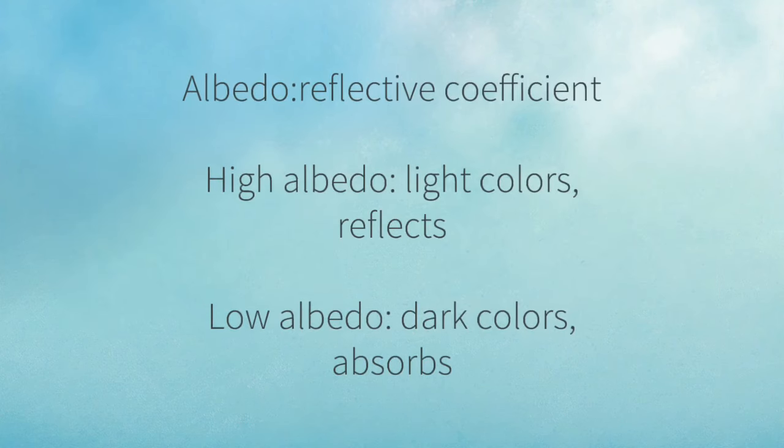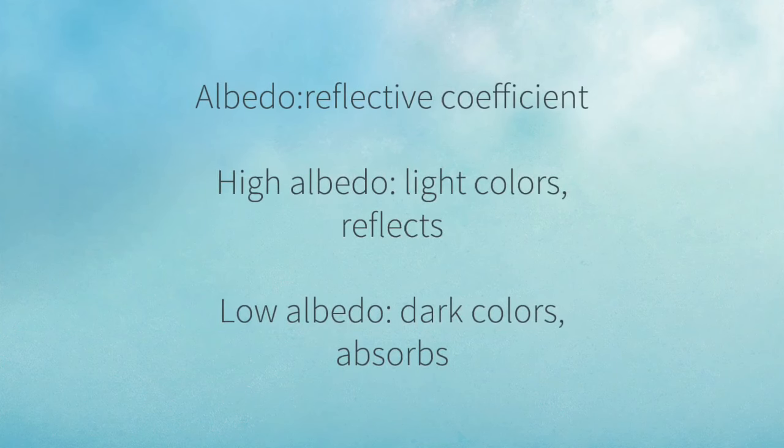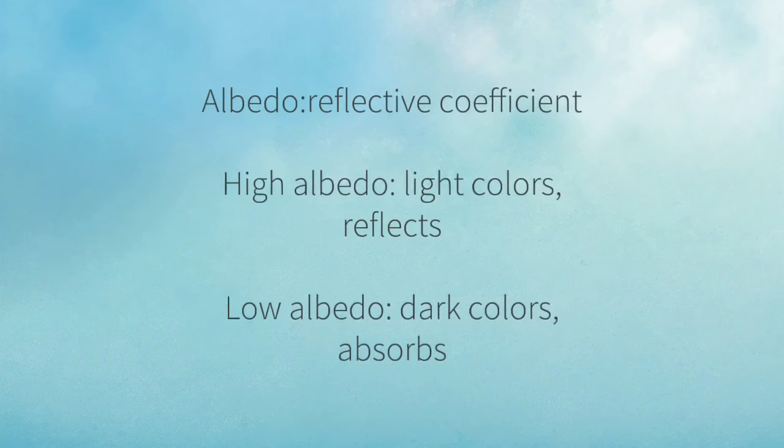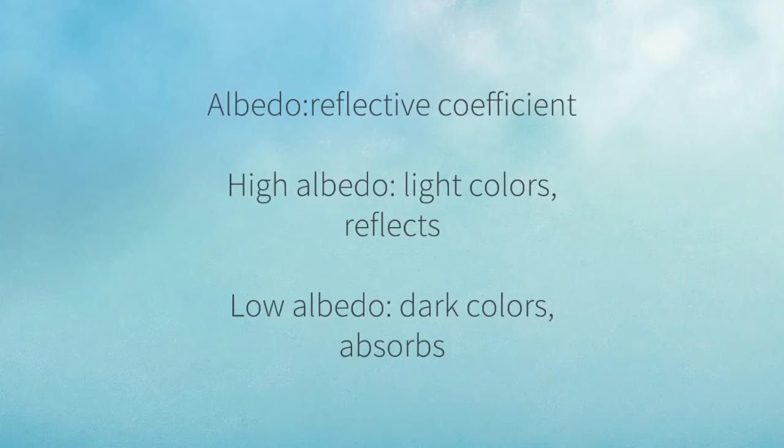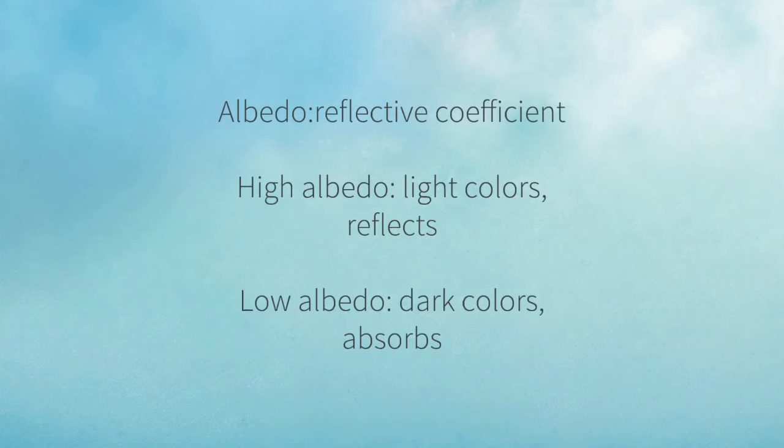Everything has either a high albedo or a low albedo. Albedo is how reflective something is. Objects of light colors have a high albedo. They reflect heat very well, while objects of darker colors have low albedo. They absorb heat very well.